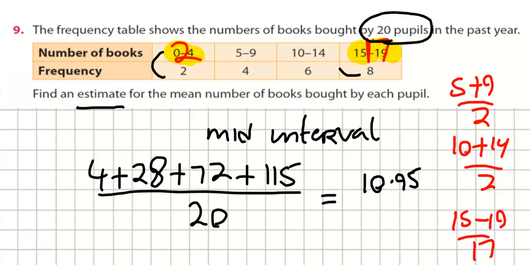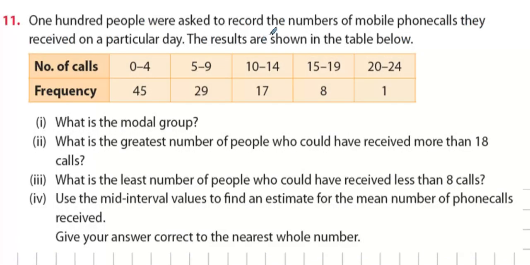Okay, 100 people are asked to record the number of mobile phone calls they received on a particular day. The modal group would be 45 people received between 0 to 4. So the modal group must be 0 to 4. Okay, what's the greatest number of people who could have received more than 18 calls?